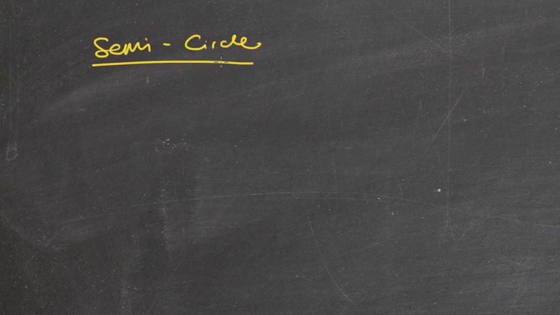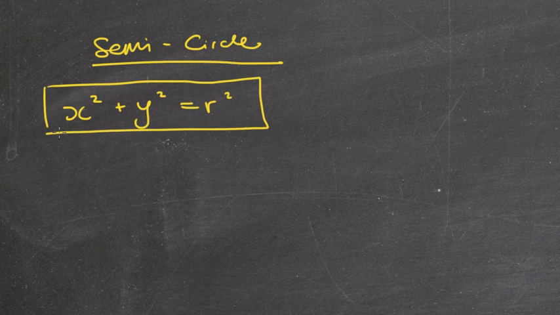Now the semicircle we know is half of a circle. We know that the formula when we look at the center of 0, 0 is x squared plus y squared equals r squared. So when I'm looking at half of a circle, we want to make just y the subject. We want to have y is equal to. Now you don't really need to know this process. You just need to know what the formulas look like.